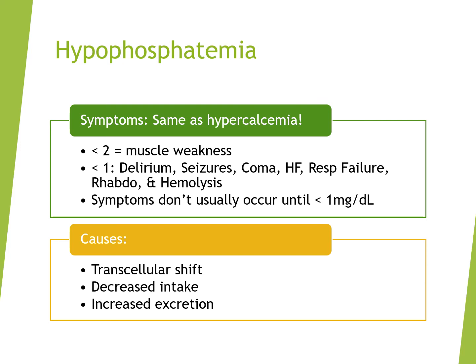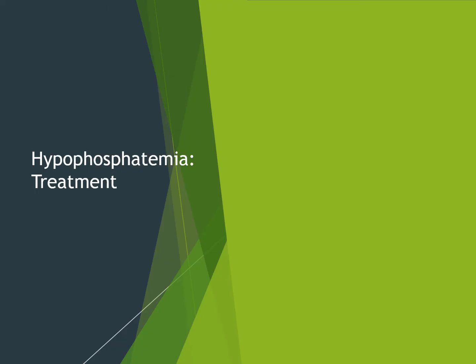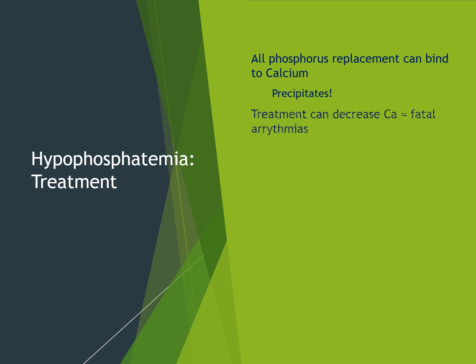This could also occur if you're giving a phosphate binder, which are more commonly used for the treatment of elevated serum phosphorus levels. Before you begin treatment for hypophosphatemia, it is very important to remember that all phosphorus replacement can bind to calcium, which forms precipitates, and that the treatment can cause decreased calcium, which leads to fatal arrhythmias.